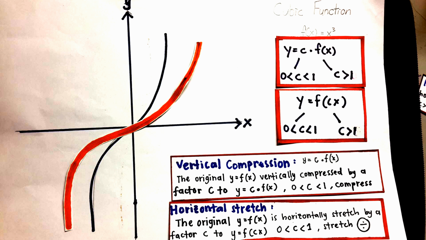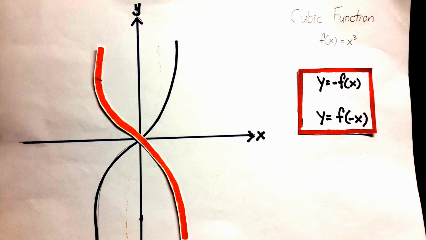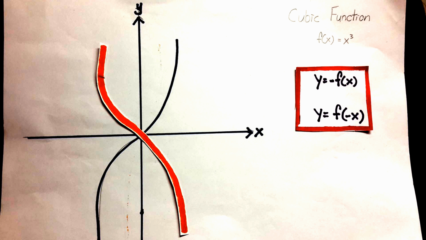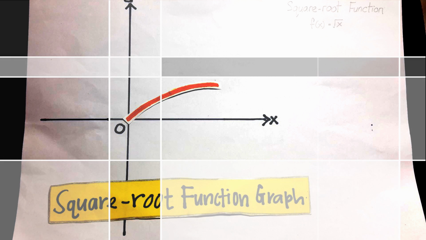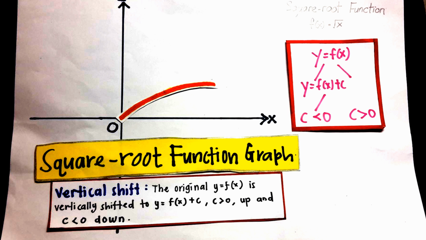In this one, people usually get confused about it. This is how I remember it. In horizontal stretch, you stretch a line and make it flat. When horizontally compressing, you compress it until it looks so thin like this. While in reflection, whether you reflect it in the y-axis or x-axis, it's the same. Now go to square root function graph, where f(x) equals square root of x.